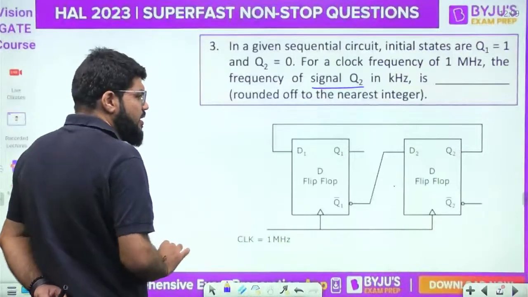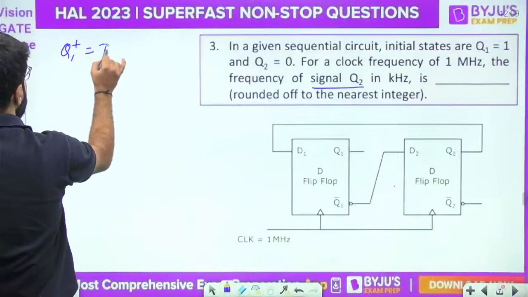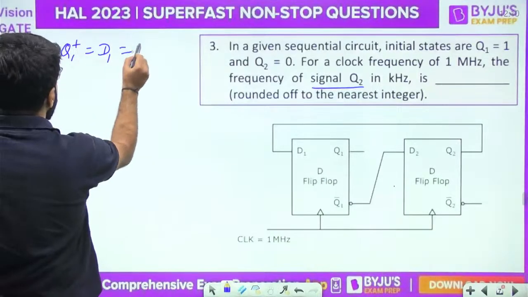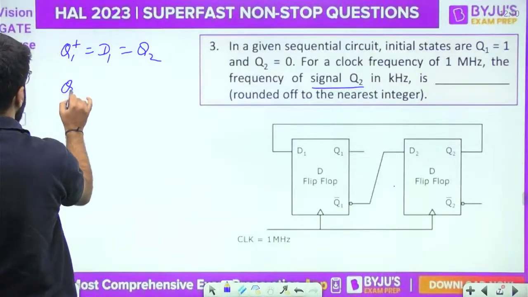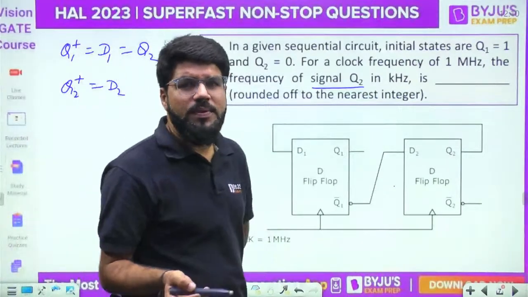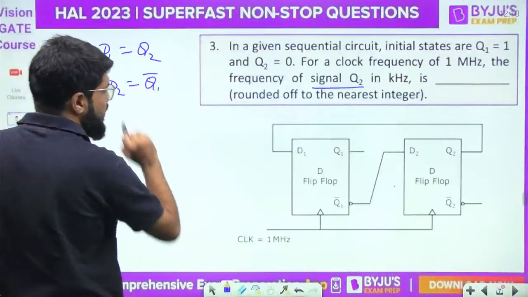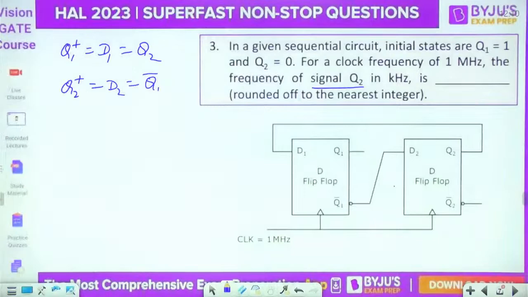So what are the equations actually? If you look into Q1 plus is equal to D1. But what is D1? It should be equal to Q2. What is Q2 plus? It is equal to D2. That is the equation of D flip-flop, Q plus equal to D. But what is the value of D2? The D2 is Q1 bar.